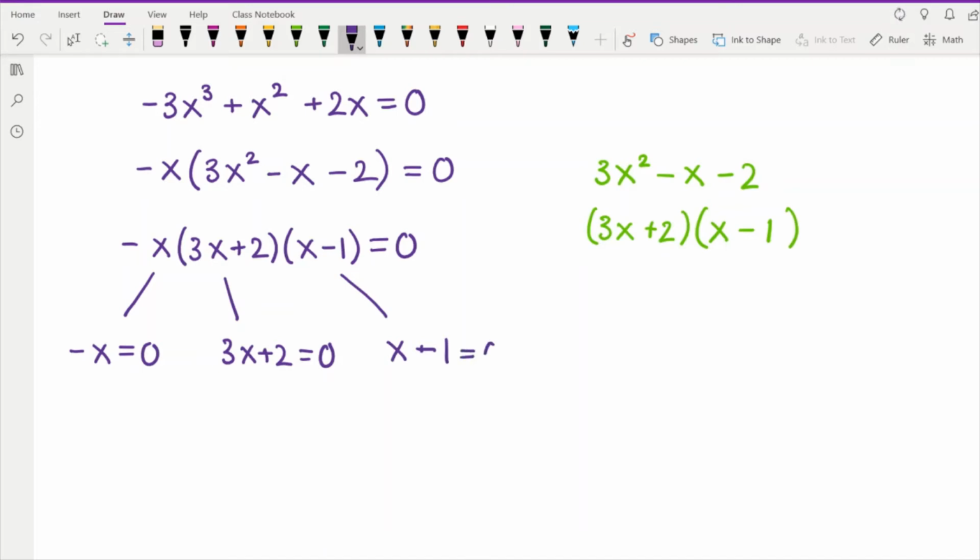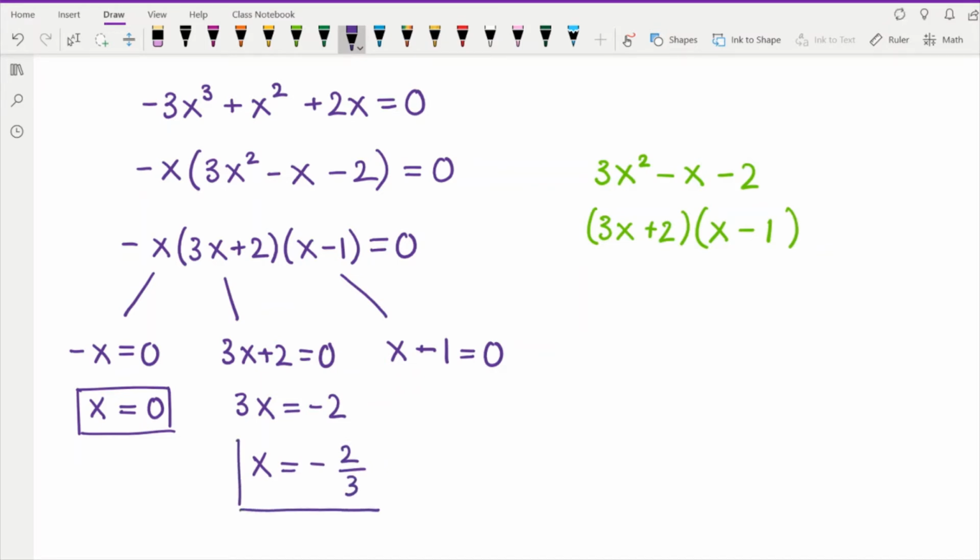x minus 1 is equal to 0. Okay, so the first one, negative x is equal to 0. Well, if we multiply both sides by negative 1, we would get x is equal to 0. And so that is one of our zeros. For this one, we need to start by subtracting 2 from both sides. So we get 3x is equal to negative 2. And then we can divide both sides by 3. So we get x is equal to negative 2/3. And then for this last one, we just add 1 to both sides and we get x is equal to 1. Okay, so those are our three zeros: 0, negative 2/3, and 1.